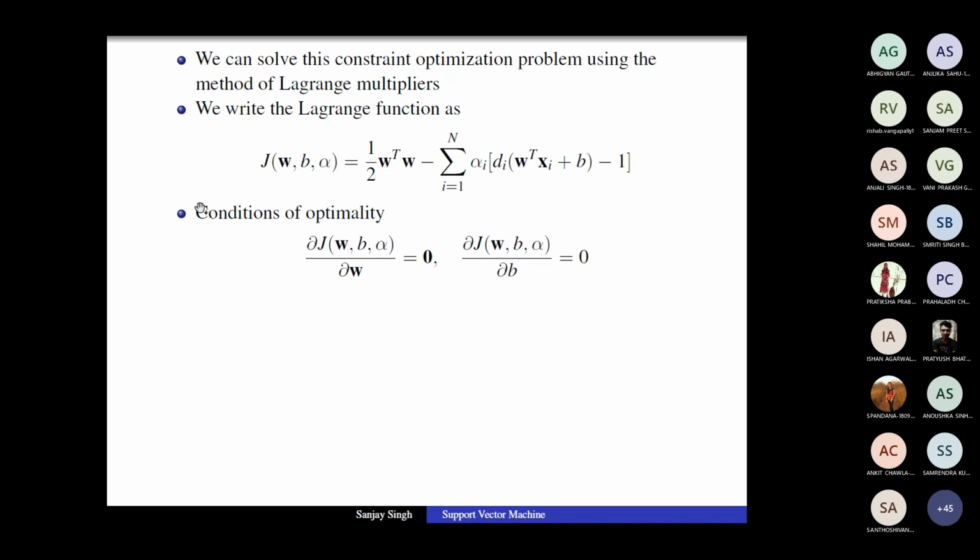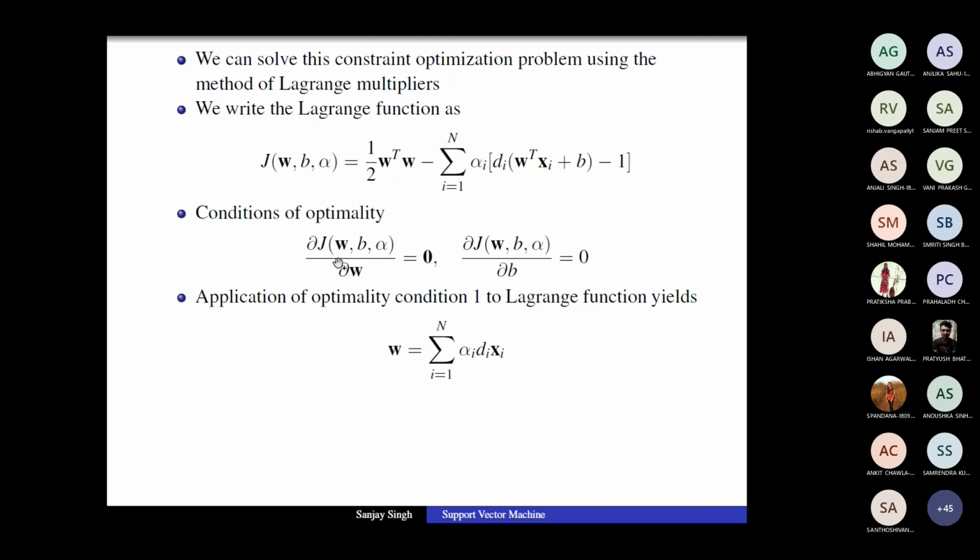So what we do is differentiate J with respect to W and B, and we have to equate to 0. We'll see how we go about it. That is straightforward and should not be a problem. We've got smart people now. We can apply the calculus results and we get this.